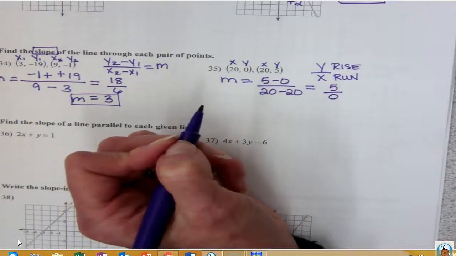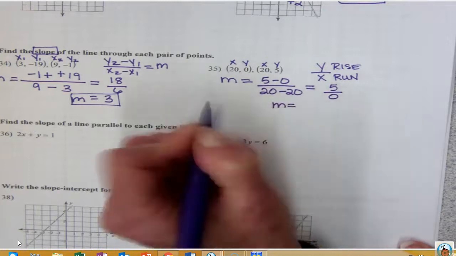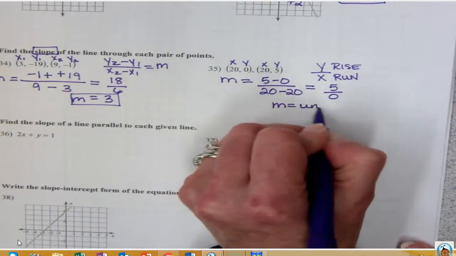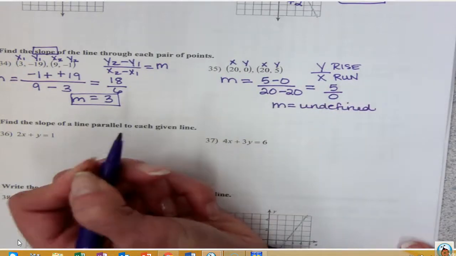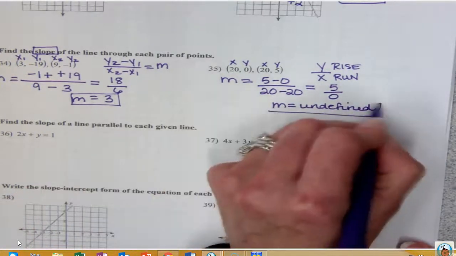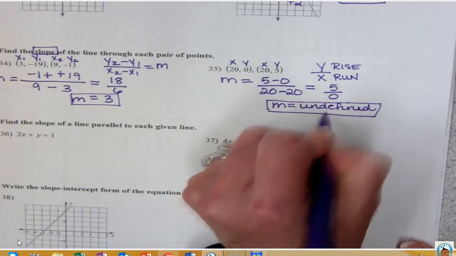What happens when I have a number over 0? That slope is going to be undefined. And just so that you know, so here is your answer. Anytime you have a number over 0, it's going to be undefined.